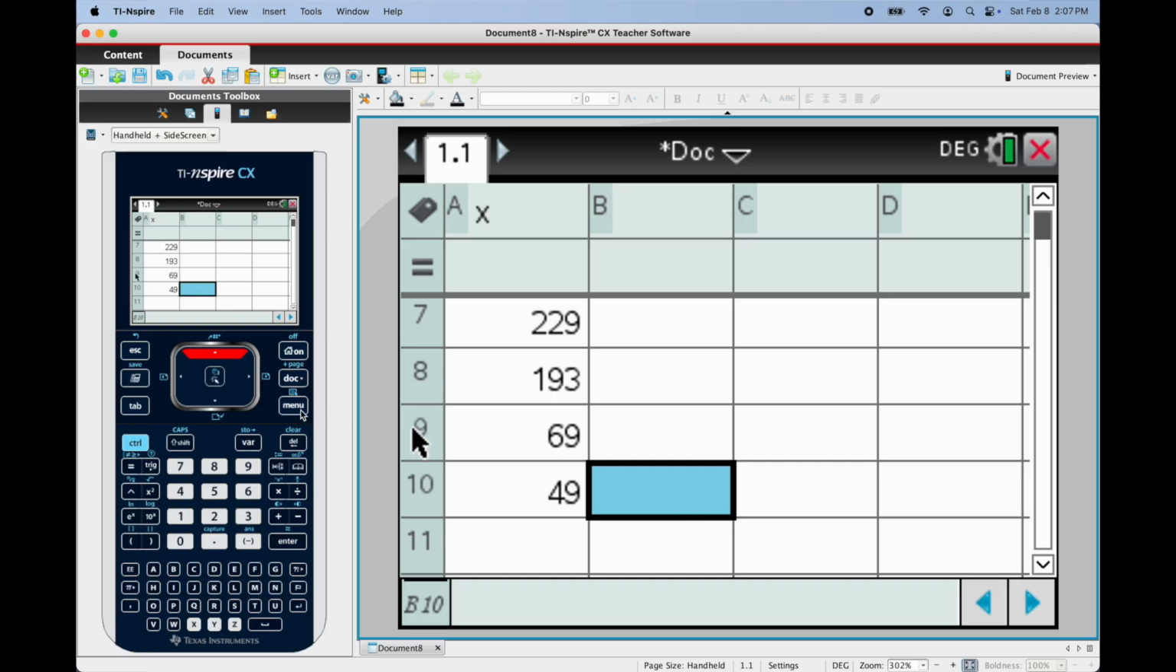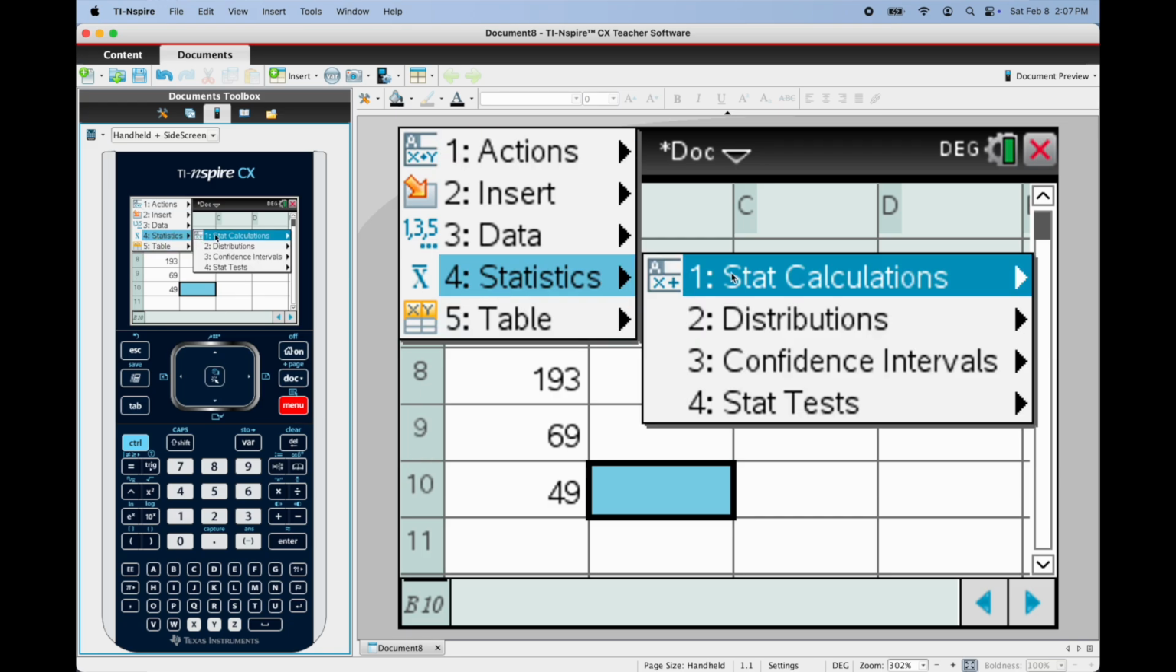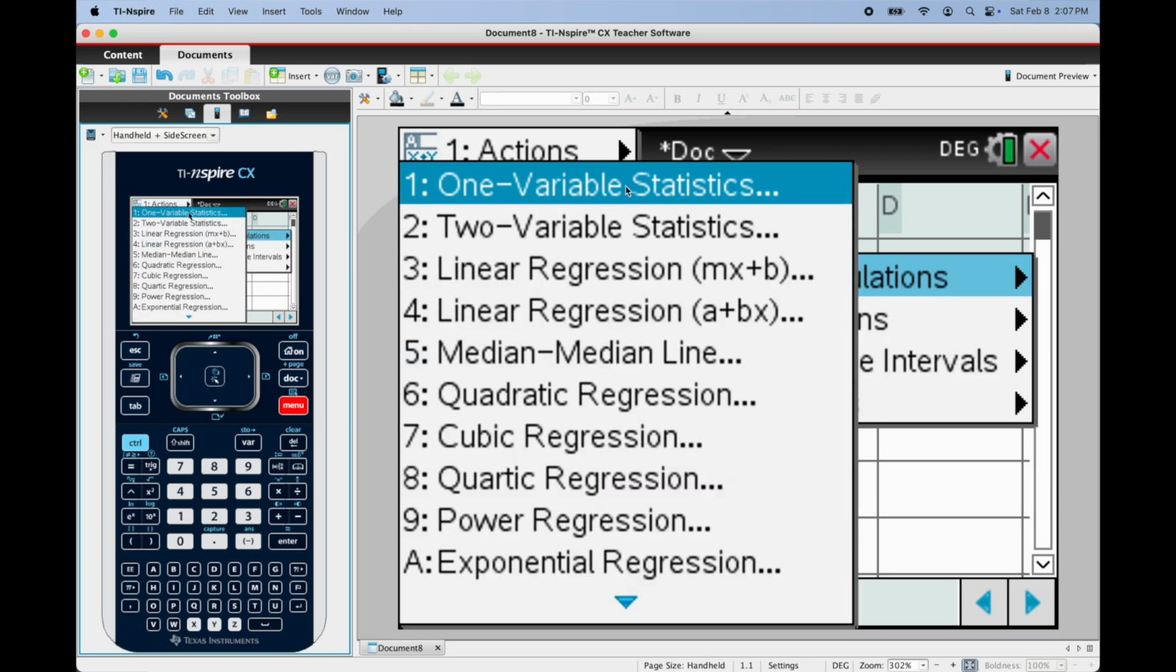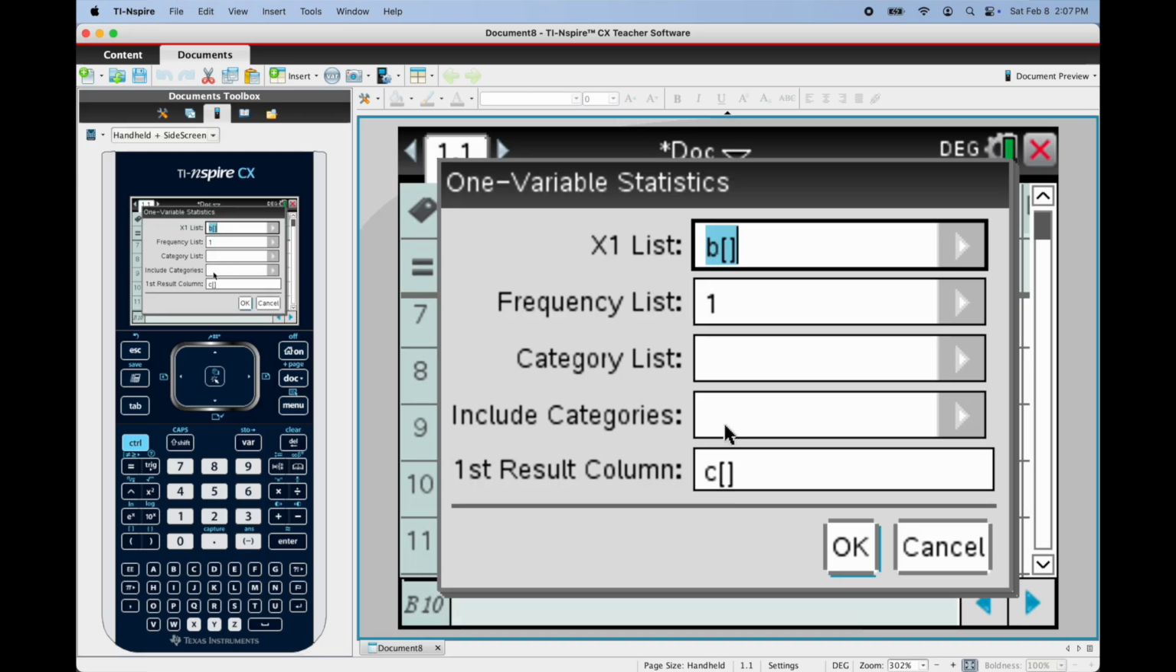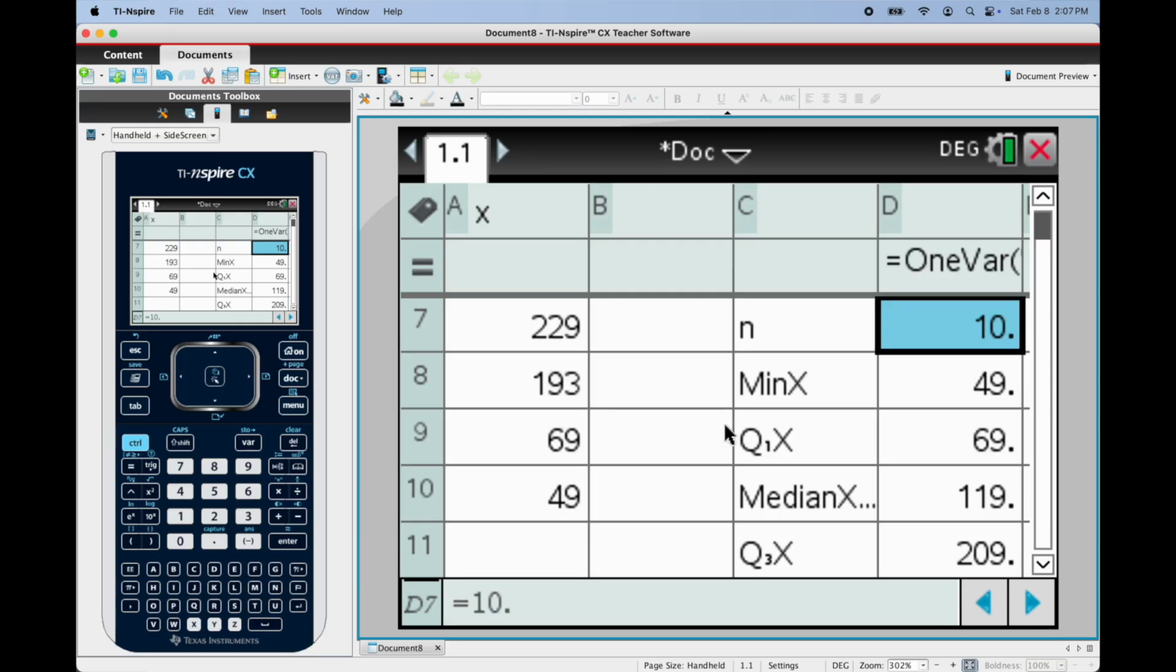Let's go and run a statistical test. Menu, statistics, stat calculation. We're just dealing with the prices of these chairs, so it's going to be one variable statistics. Alright, and then where did we enter the data? In this column we called X. Alright, let's find the mean.